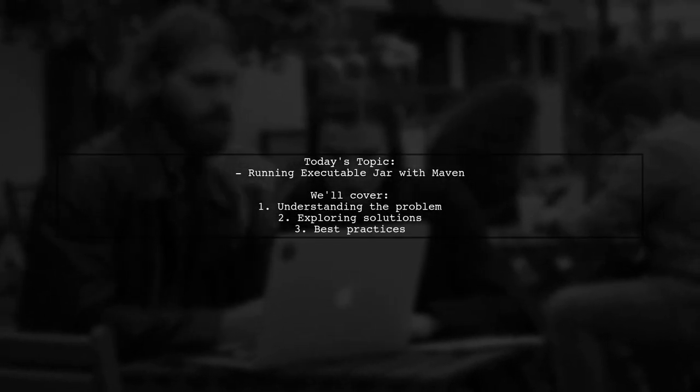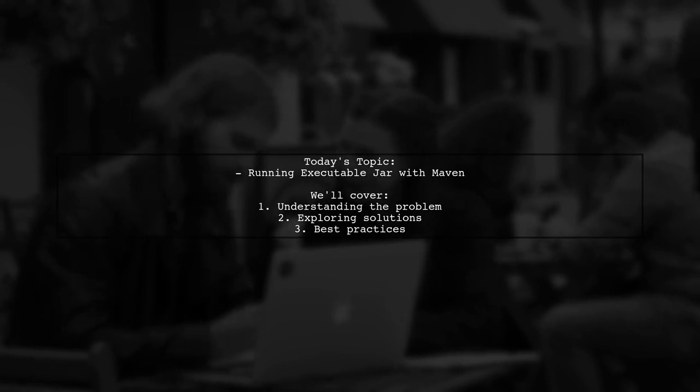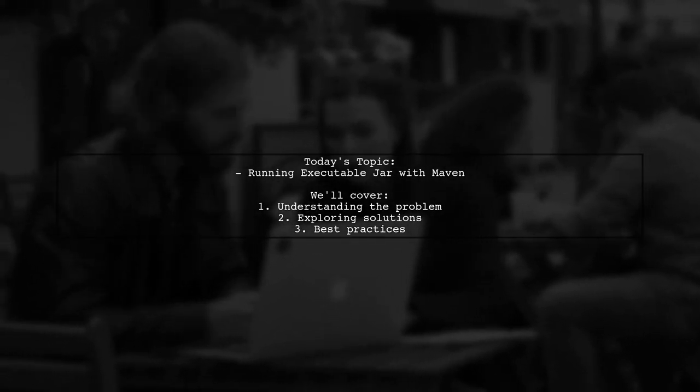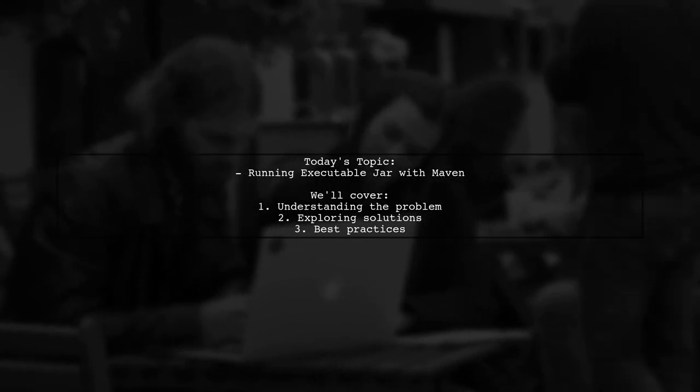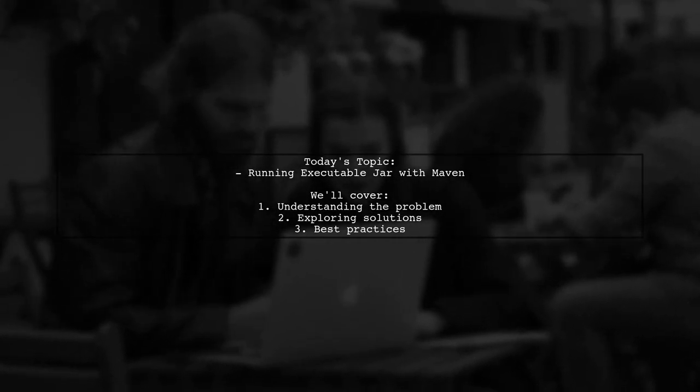Today, we're tackling a frustrating issue that many developers encounter when working with Maven. Our viewer is trying to create a fat jar using the Maven assembly plugin, but is running into a roadblock. They can't find or load the main class. Let's dive into the details.